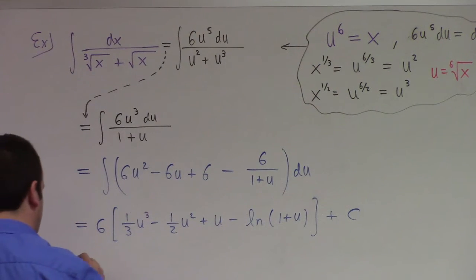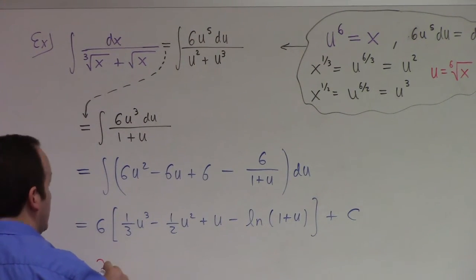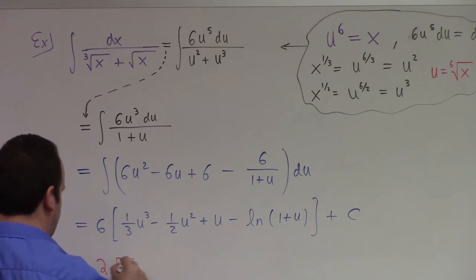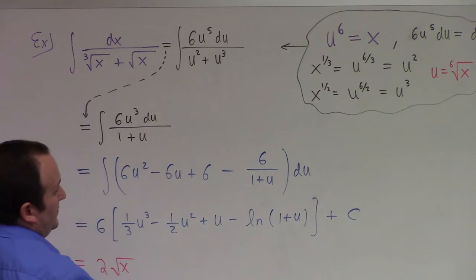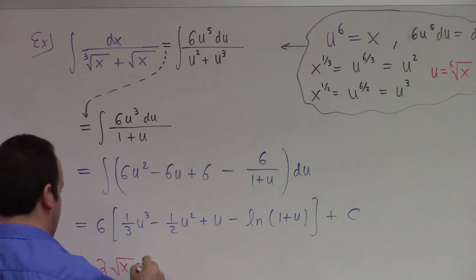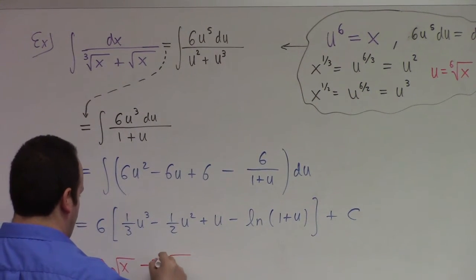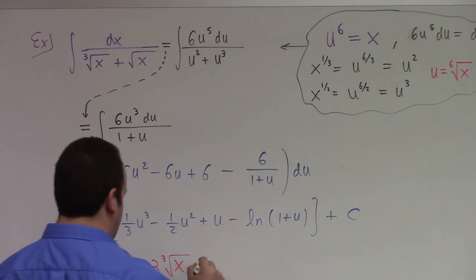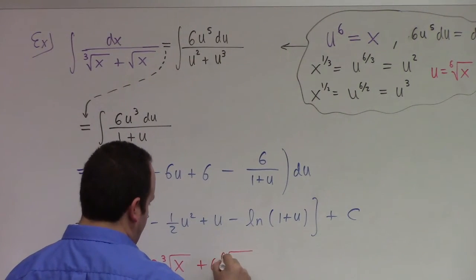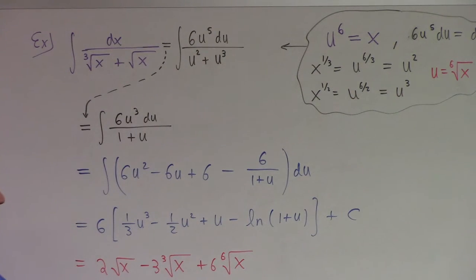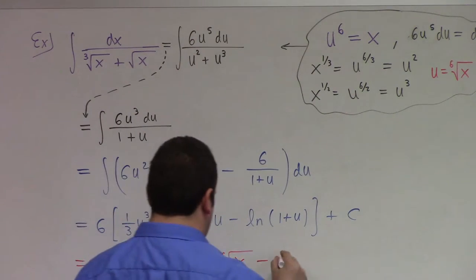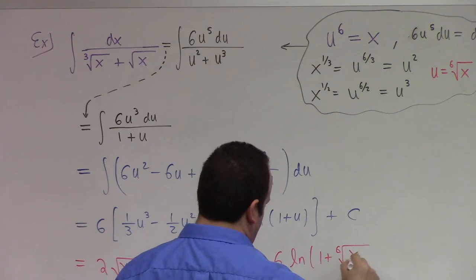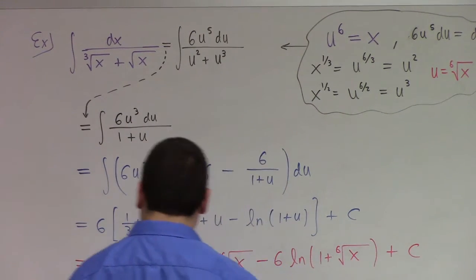Okay, so there you go. This is 2. u cubed was what? u cubed is square root of x. u squared was the cube root of x. u was the 6th root of x. So we get plus 6 times the 6th root of x minus 6 times the natural log of 1 plus the 6th root of x plus a constant, and there you go.